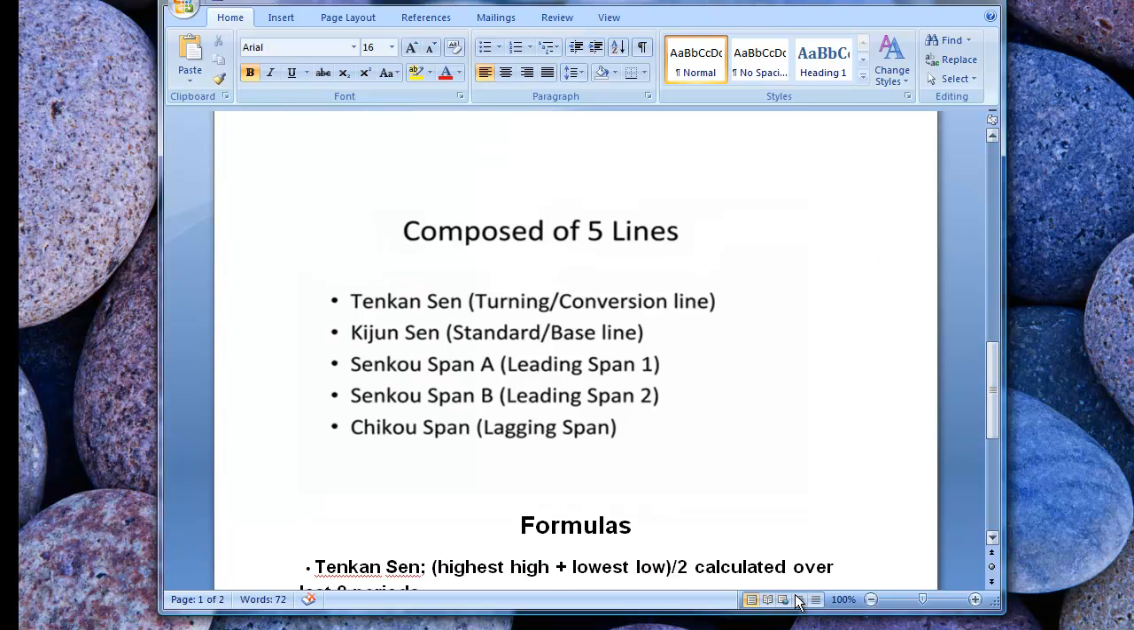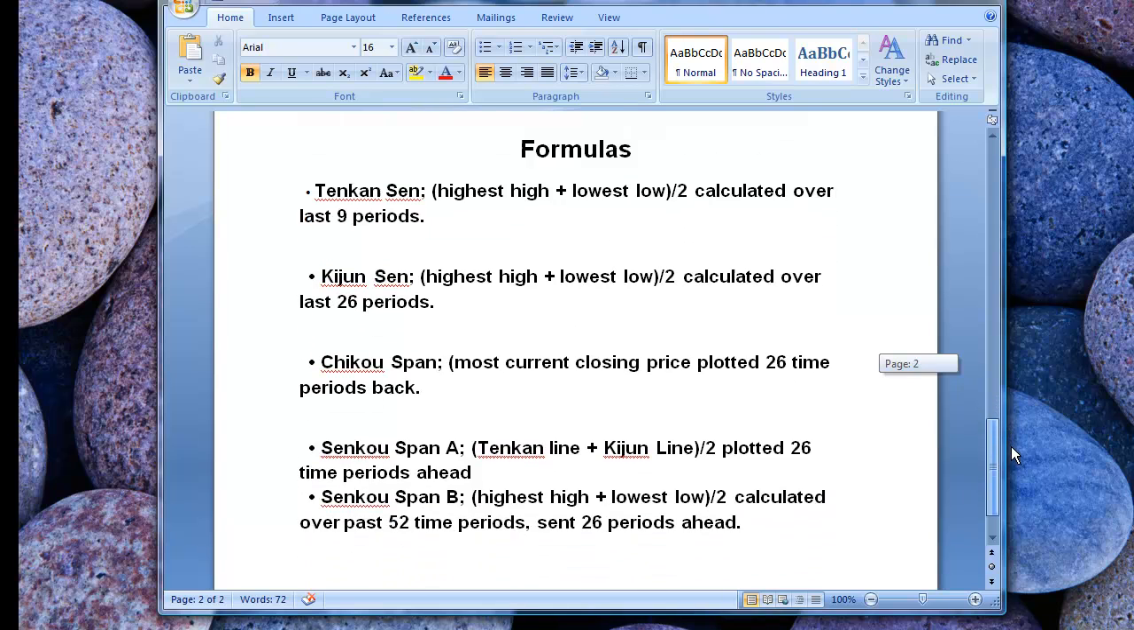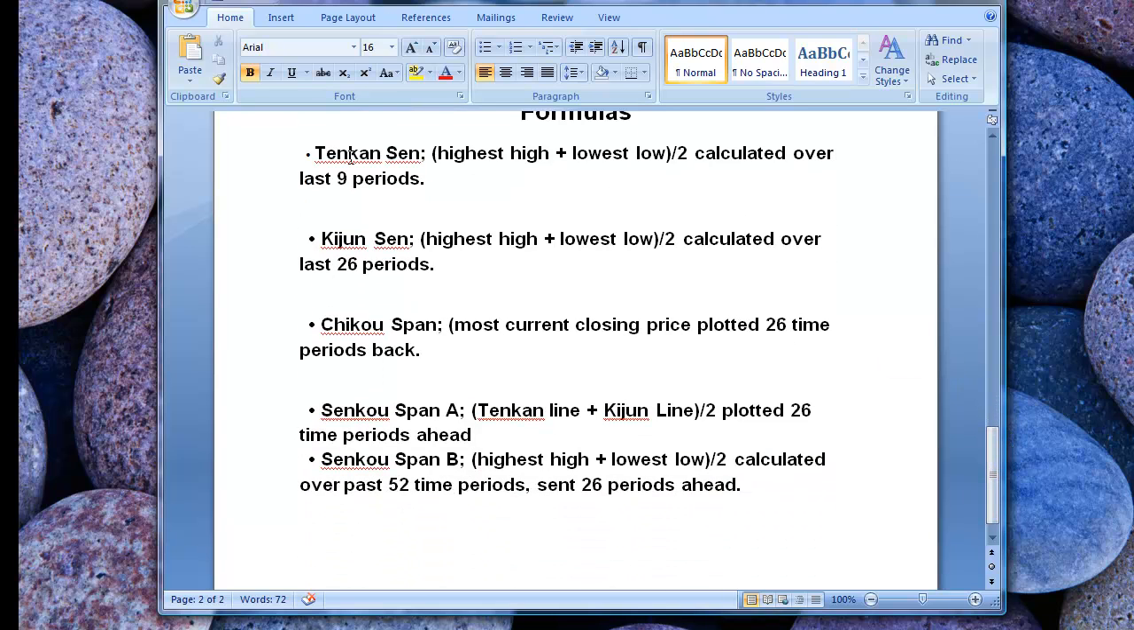It's composed of 5 lines. Again, you can pause this. You hear me talk about Tenkan-sen and Kijun-sen a lot during the day. The cloud itself that you'll see is called a Kumo, and the formulas are as such. Crossovers of the 9 period and the 26 period are very important. I'll point that out, as well as the Chikou span, which lags price action and gives you a bearish or a bullish sentiment. Senkou span A and span B create the cloud, or the Kumo, and this is projected into the future.